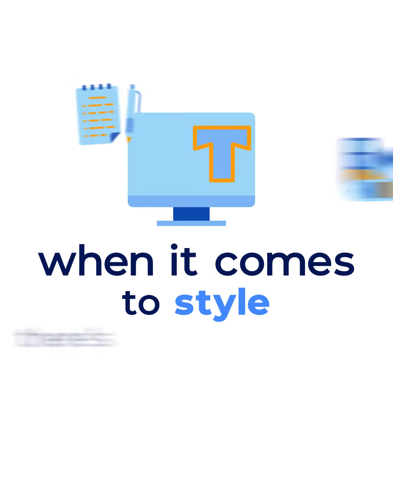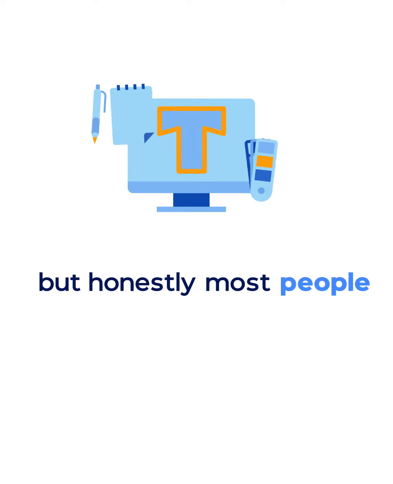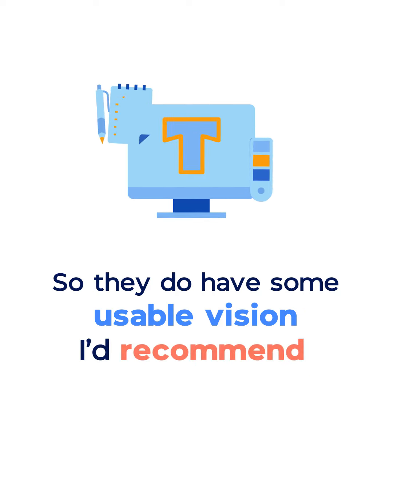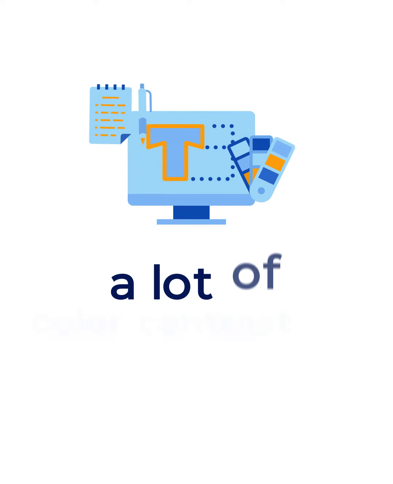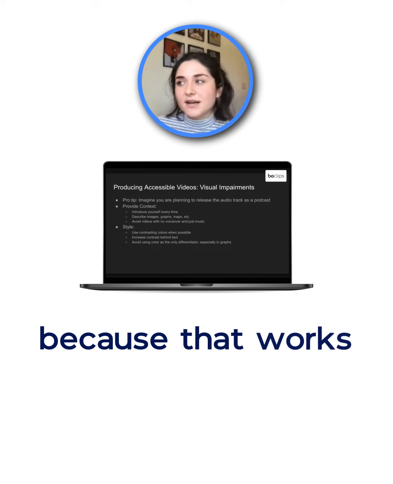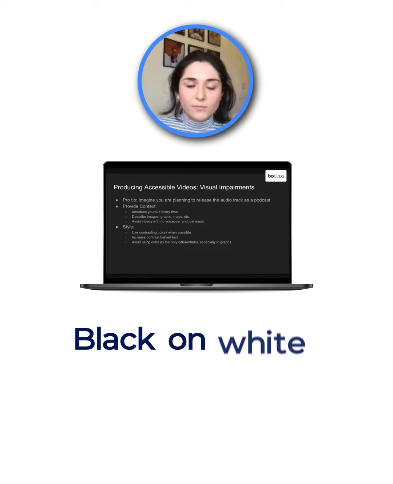When it comes to style, there's a couple things that can really help. Maybe these wouldn't help completely blind individuals, but honestly, most people who have a visual impairment are on a spectrum, so they do have some usable vision. I'd recommend making sure there's a lot of color contrast. So you'll see that my presentation is white on black because that works best for me. That works well for a lot of visually impaired people. Black and white is also good.